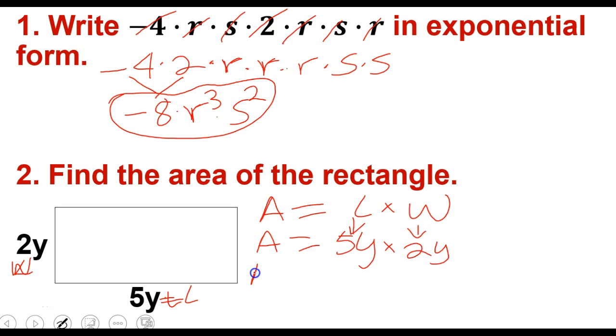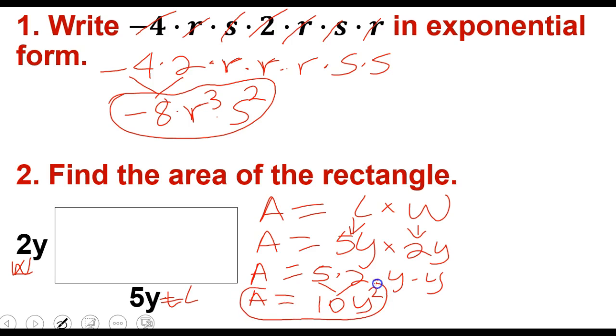And 5y is already 5 times y. So we're going to take all the numbers out: 5 times 2 times y times y. There are 5 and 2, and y and y. We multiply 5 times 2, which is 10. And then y is multiplied how many times? Twice. So we put the exponent 2. And that's the area of that rectangle.